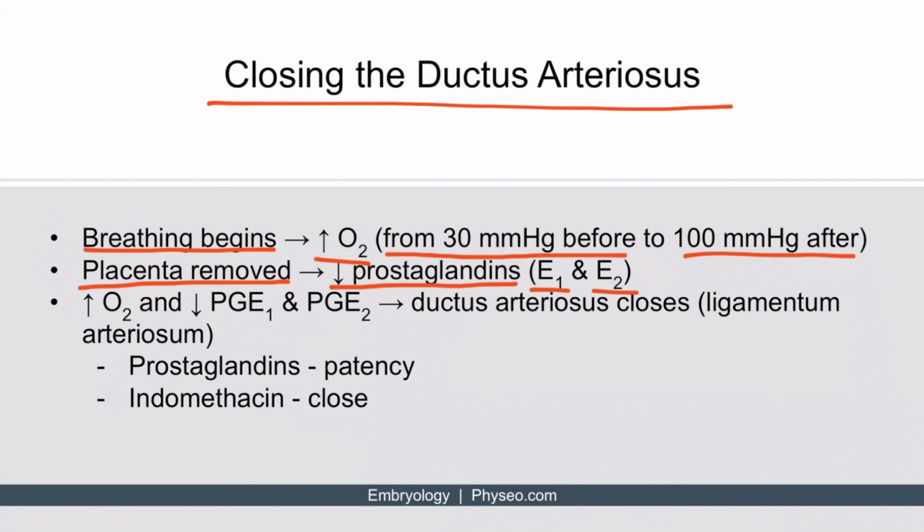These two facts together, the increase in oxygen and the decrease in prostaglandin E1 and prostaglandin E2, will cause the ductus arteriosus to close, and so it will become the ligamentum arteriosum. So what does this mean clinically?